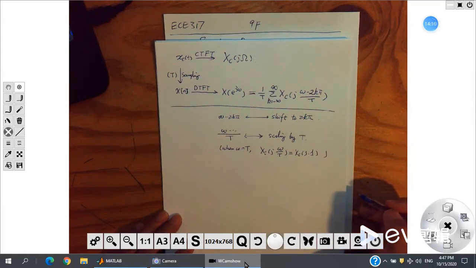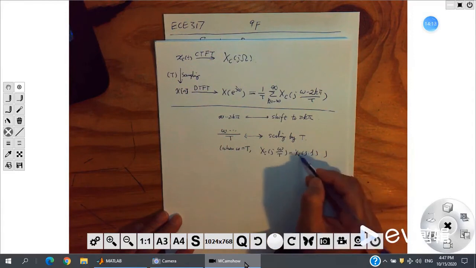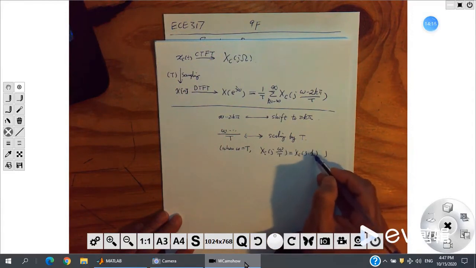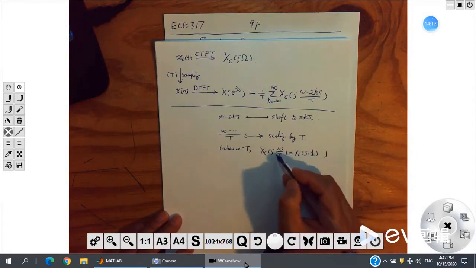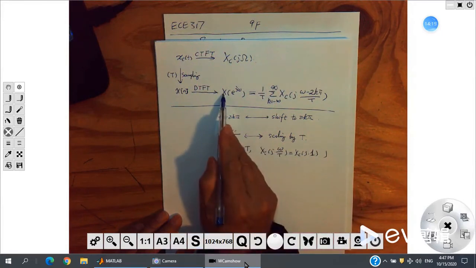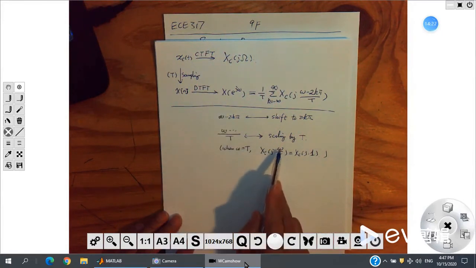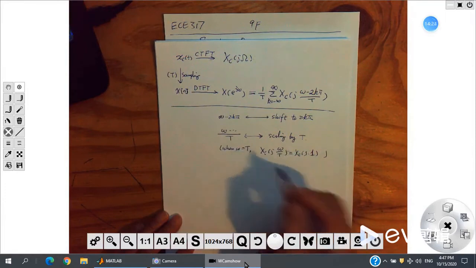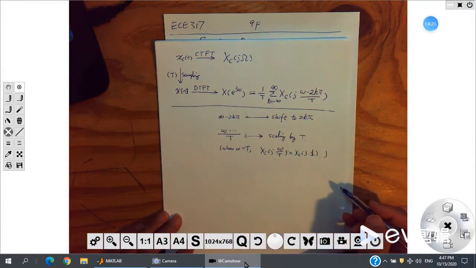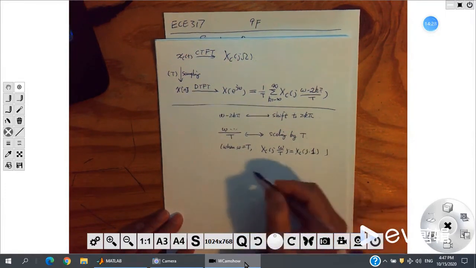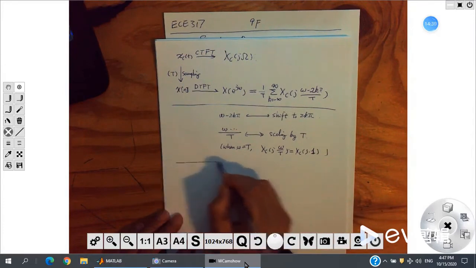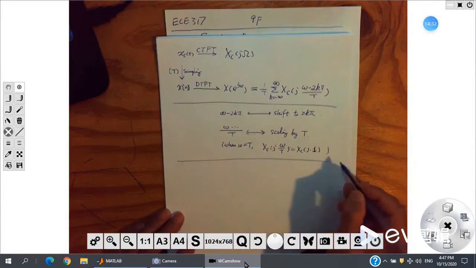Right. So the thing is the value of xc at 1 were equal to the value of capital X at omega equal to t. Right. This is a scale. If we use a graph to represent it, things like that.